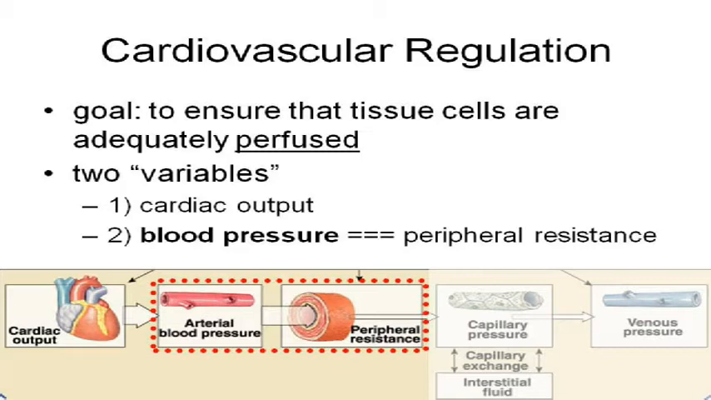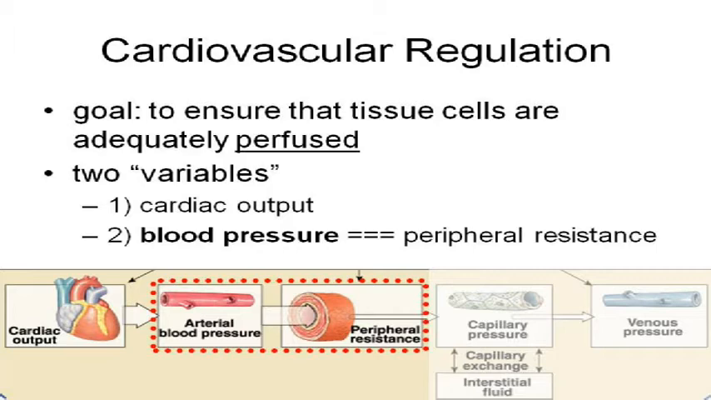The other variable that's controlled in order to regulate the cardiovascular system is blood pressure. And remember, that's mainly controlled by peripheral resistance. The three things that affect peripheral resistance are what? Turbulence, viscosity, and basically that's the changing of diameter.